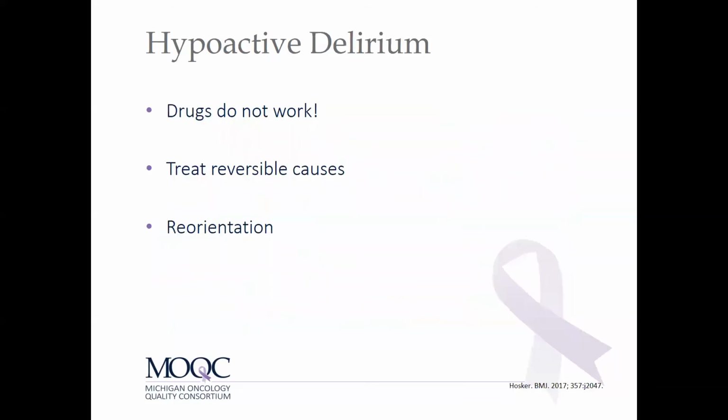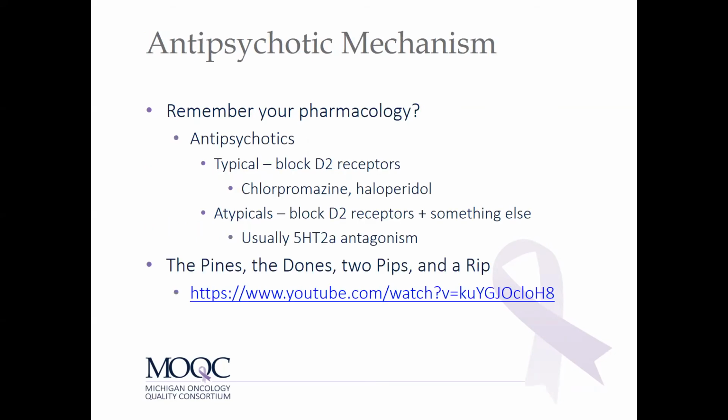The way to treat hypoactive delirium, as I mentioned a few minutes ago, is that drugs don't work. The drugs we use for patients with delirium are primarily dopamine antagonists, and we are not talking about an excess of dopamine for patients with hypoactive delirium. Here, you should be treating any reversible cause there may be and reorienting patients. That's the best we can do at this time. Unfortunately, there's not much else we can do.